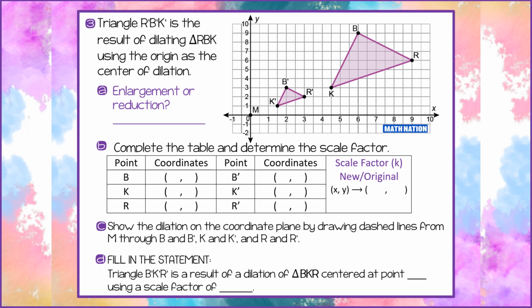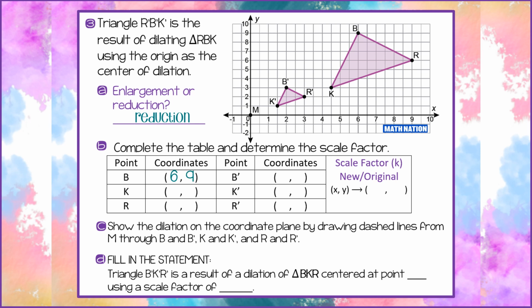RBK using the origin as the center of dilation. So this is going to be a reduction because it got smaller. Just be careful of the scale because the x-axis is going by halves. Just take note of that. All right, coordinates, because we're going to find our scale factor and the rule for the dilations. And it should be the same for every single one because we are not doing points separately like the other problem. We're doing an entire triangle.